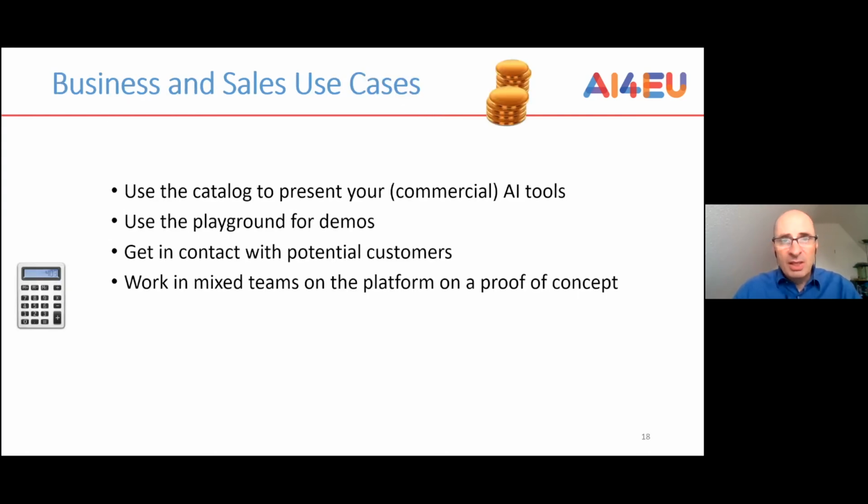There are also business and sales use cases. You can use the catalog to present your commercial AI tools to customers, and use a playground for demos. In the next year, there will be a small playground where you can execute some simple pipelines and public pipelines. It will be a public playground, so no confidential data there. You can use it to get in contact with potential customers and work in mixed teams, AI experts and domain experts, on proofs of concept.